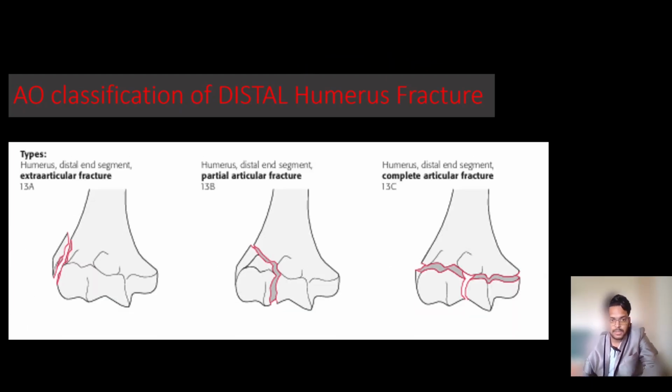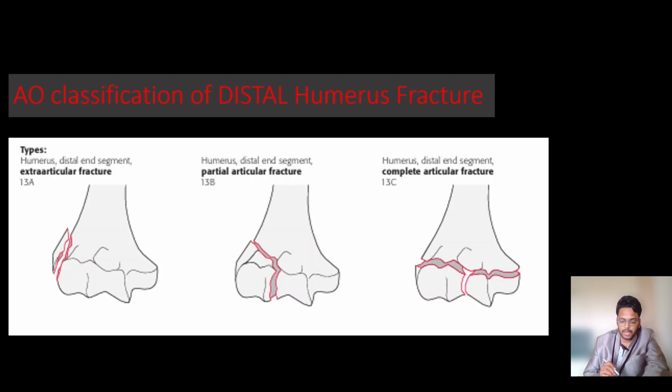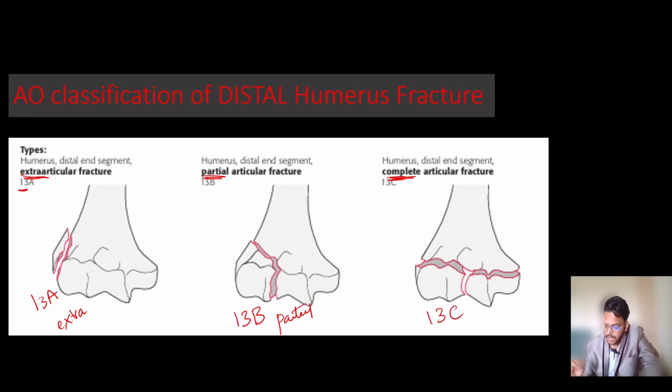Now, we will go into the AO distal humerus fractures. For articular segments, the AO classification gives extra-articular, partial articular and complete articular fractures. We have discussed that the humerus is given the number 1, and the proximal humerus is 1.1, the shaft is 1.2 and the distal humerus is 1.3. So 13A is extra-articular, 13B is partial articular, and 13C is complete articular.